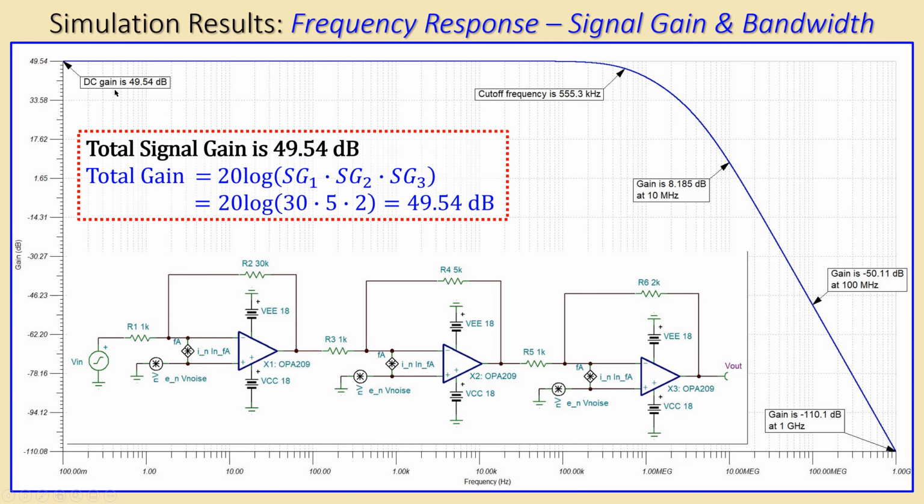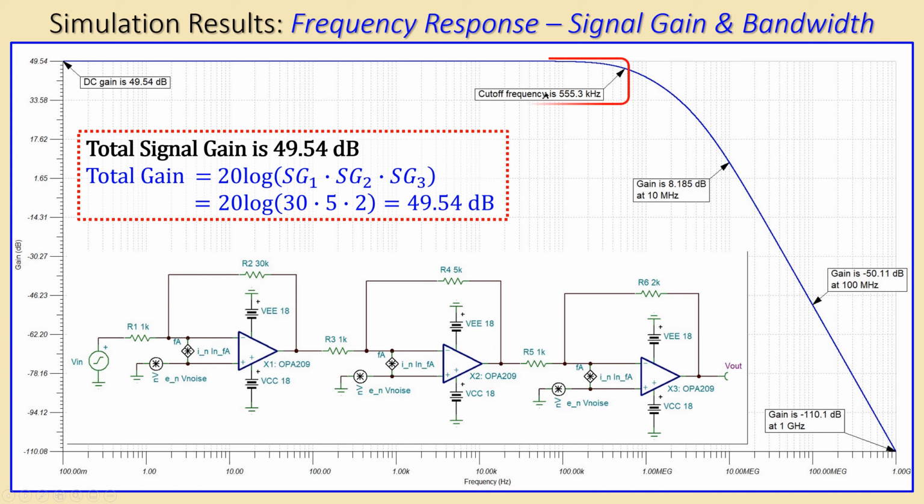Now the DC gain, or the total signal gain, which is defined at DC, is given here as 49.54 dBs, and that is very close to the calculation, actually exactly equal to the calculation, because the first stage was 30, the second stage was 5, and the third stage was 2. Just using these figures, you will have in dBs 20 times the log of these 3 values multiplied, which gives 49.54 dB. So that's actually the nice result here.